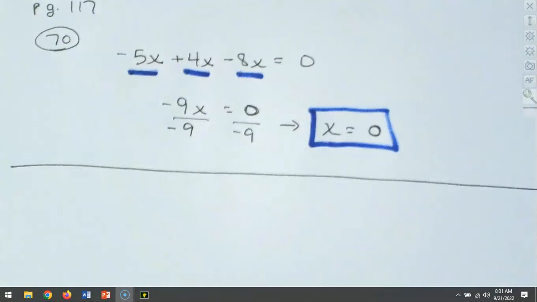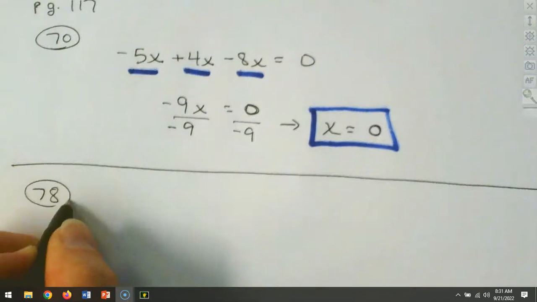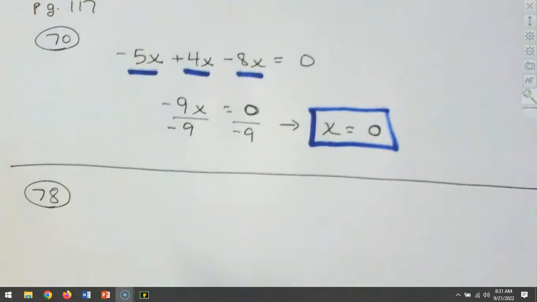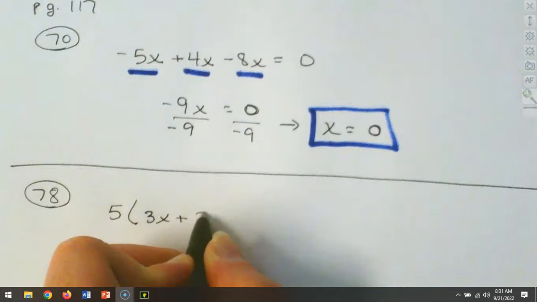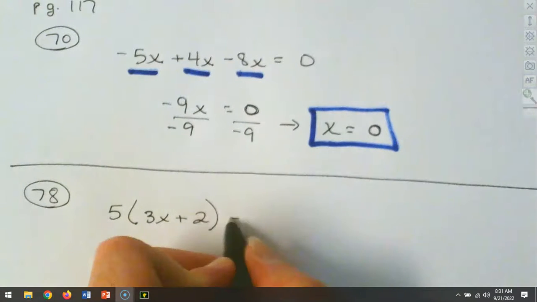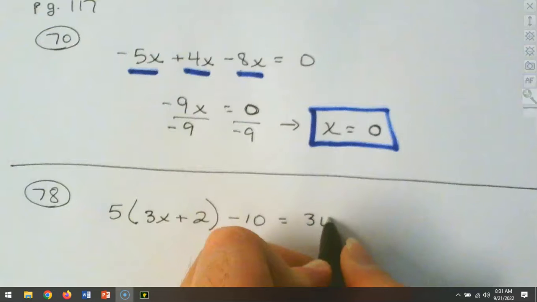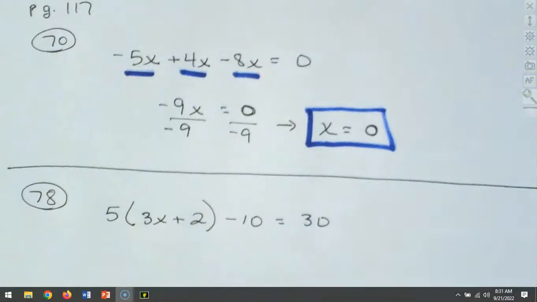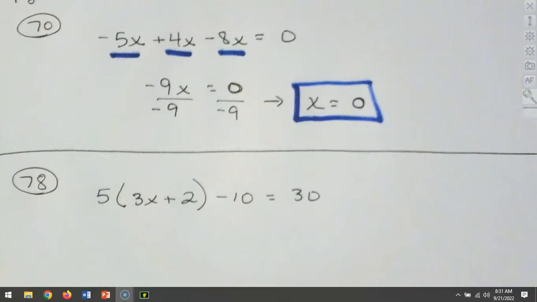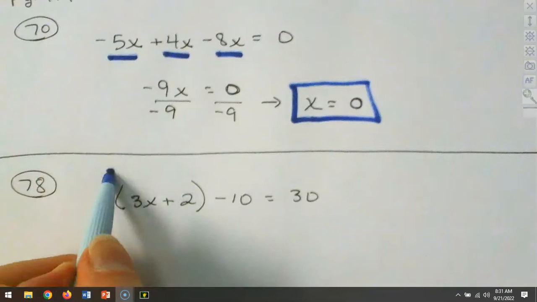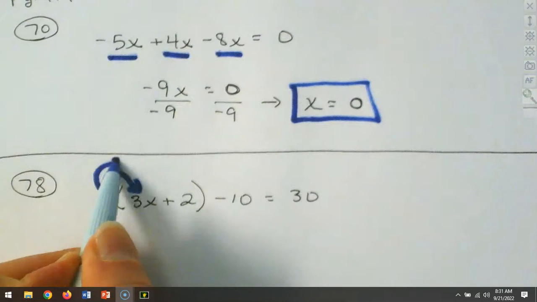If you've got parentheses, you're going to have to get rid of the parentheses first. So, for example, question 78. This one has parentheses. So we've got 5 times 3x plus 2 minus 10 equals 30. Okay, sometimes students make a mistake when they distribute through. We've got to be very careful when we distribute through. That 5 is going to be distributed through the 3x and distributed through the 2.